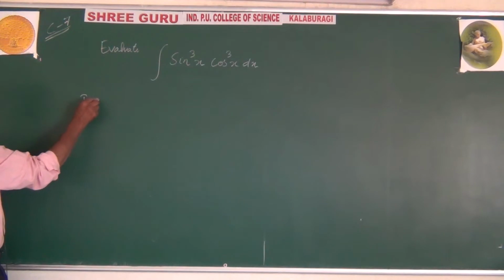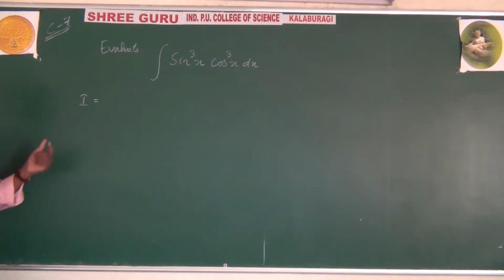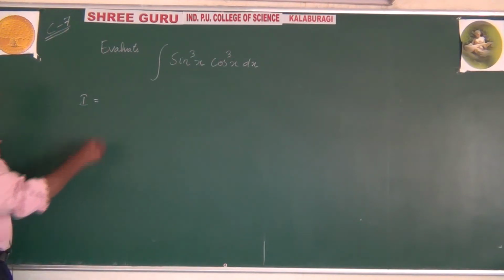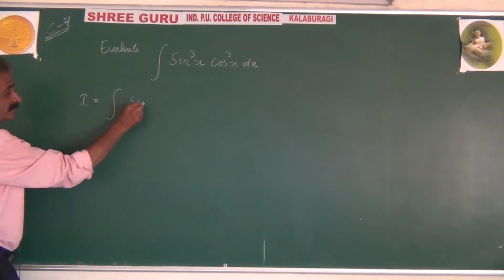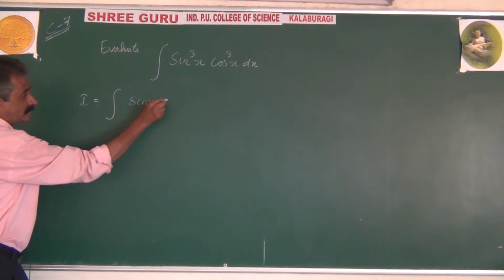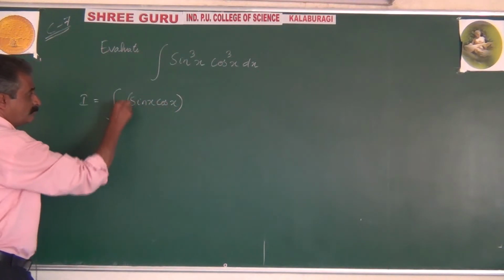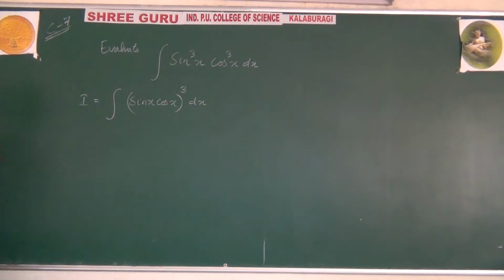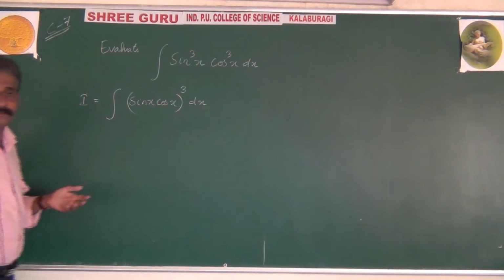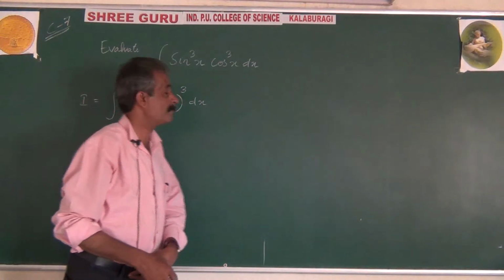Let I equals. This problem can be solved by the next coming type 3 method also. You know this method now, you can understand it. Sin cube x cos cube x can be written as sin x into cos x, complete whole cube, using the law of indices: a cube b cube is ab whole cube.